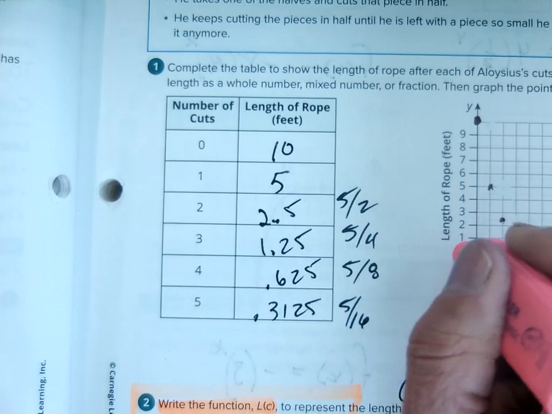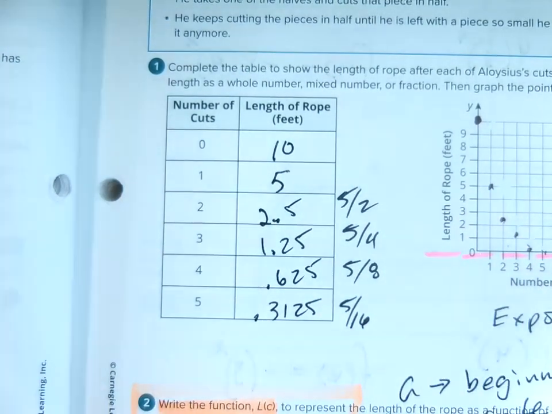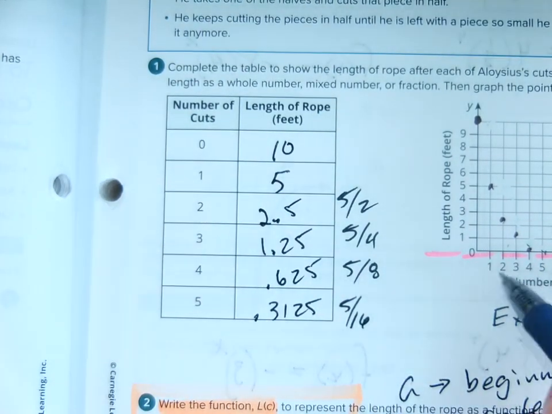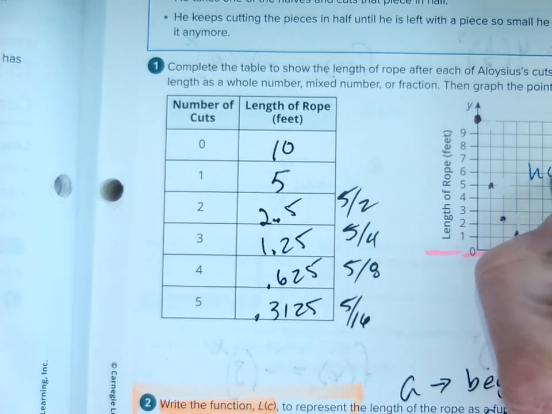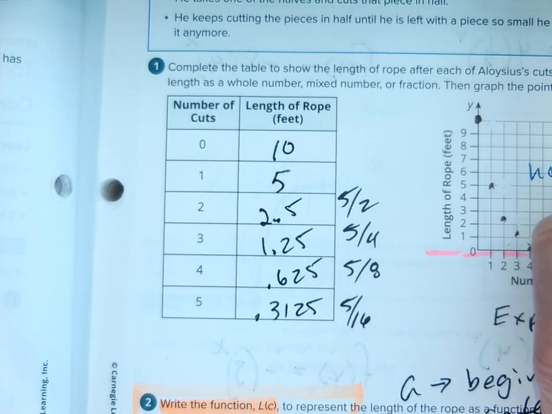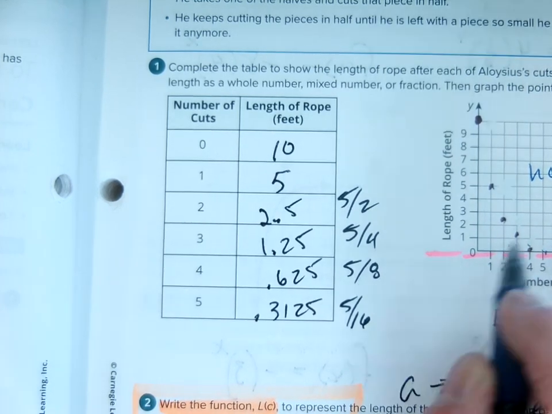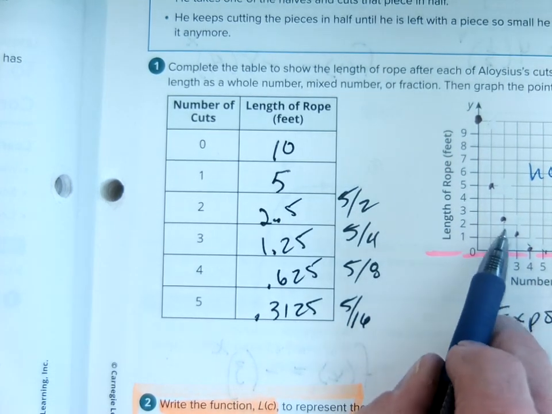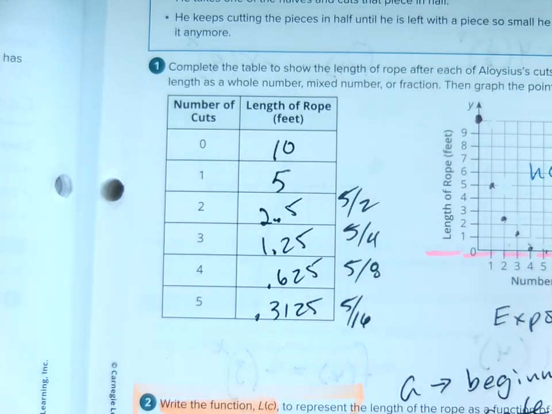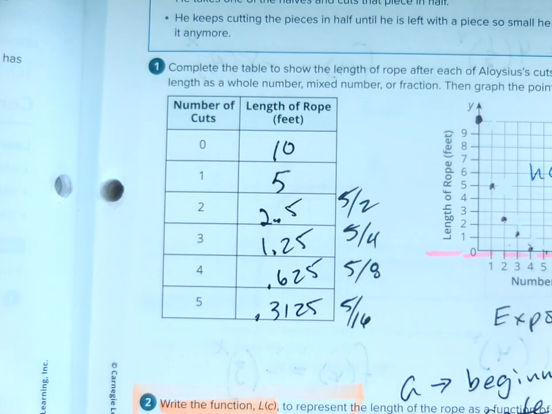So you get this thing called an asymptote. So you get this borderline that it will never reach. So this is called an asymptote. It's a horizontal asymptote. It's an invisible boundary line at y equals 0, okay? It will never touch it, never go past it, okay? Because half of a half of a half will never equal 0.